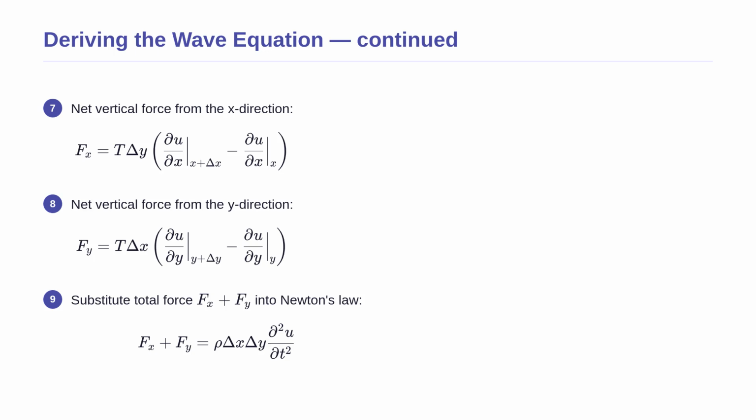The net vertical force from the x direction depends on the tension, the length of the edge delta y, and the difference in the partial derivatives of u with respect to x. This difference in first derivatives represents the change in slope. We write a similar expression for the net vertical force from the y direction. By adding these two forces together, we get the total net vertical force. We then set this total force equal to our mass times acceleration expression from earlier. This connects the spatial curvature to the temporal acceleration.